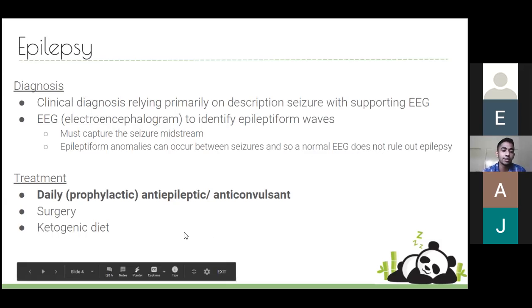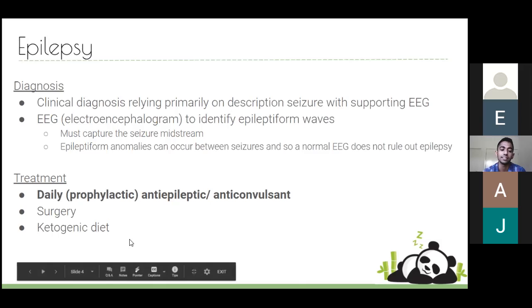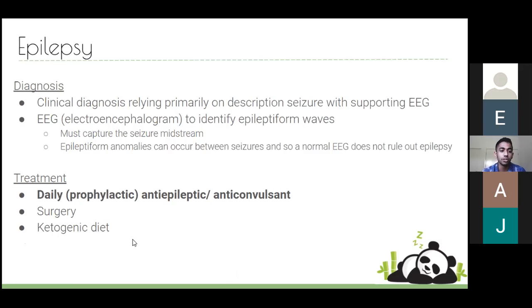How are we going to treat it? We can have them on medication. So we put them on anti-epileptics or anticonvulsants. Same thing, same name for same thing. We can do surgery to ablate parts of the brain that we think are working too hard, doing too many things, or we can have them on a ketogenic diet, which is really common as well. So you probably know those things.